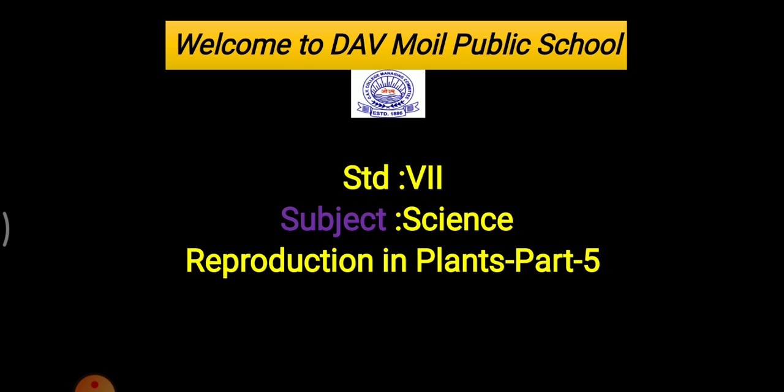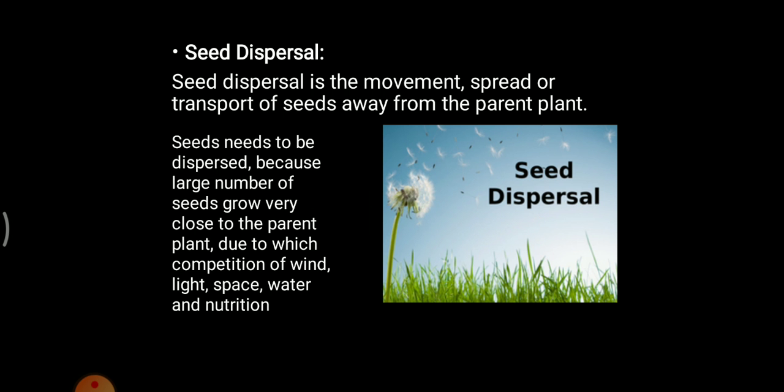Previously we learned that in reproduction in plants, a male gamete and a female gamete fuse together to form a zygote, and from that zygote a seed is produced in the ovary, or rather the ovule, of a flowering plant. As soon as the seed is produced, it needs to be dispersed.